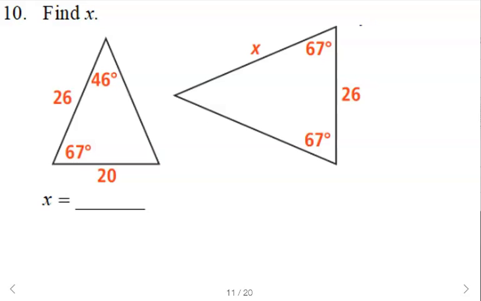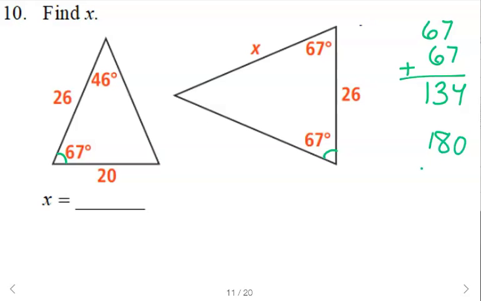Let's see. We've got two of the three angles in each of these. So let's make sure that we do in fact have two angles that are congruent. So add the two that you know, let's say on the one on the right, 67, 67. Add those together, you get 134. Subtract that from 180. And you get 46 degrees for this missing angle. So sure enough, we do have similar triangles here. In fact, we have isosceles triangles.